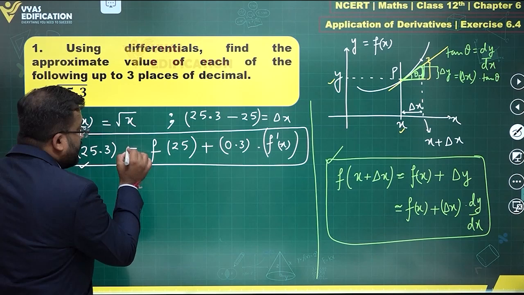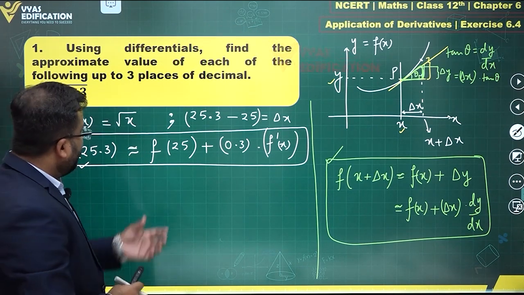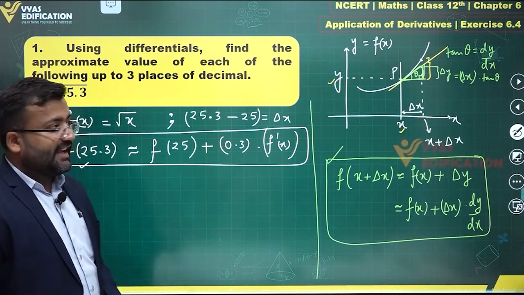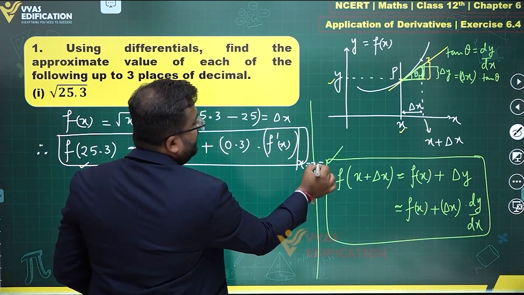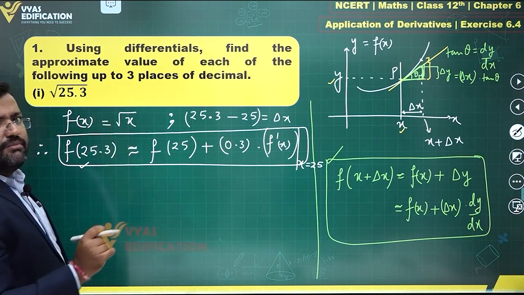Mind you, this is approximate value. This is not exact value. f of 25 is clearly known. 0.3 is clearly known. What's the derivative of root x at x equals 25? This is required, right? Can we find the derivative of root x easily? Yes, the derivative is very, very simple over here.